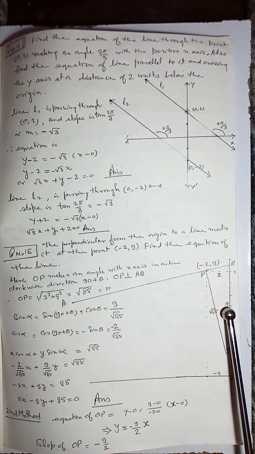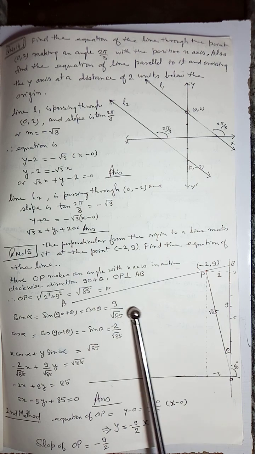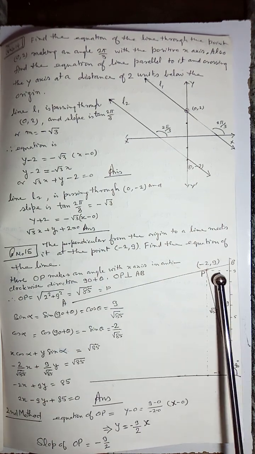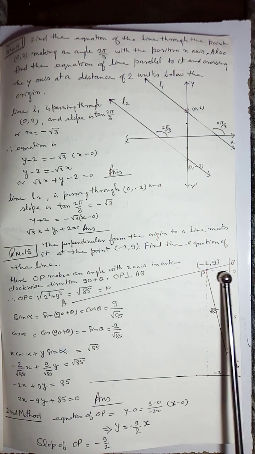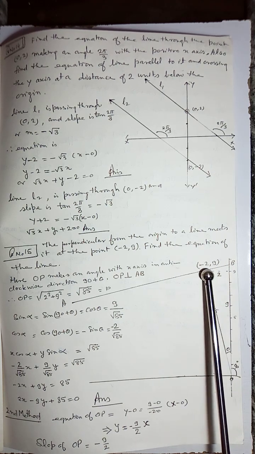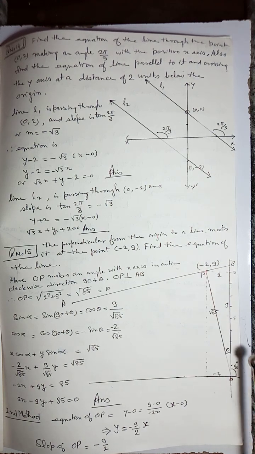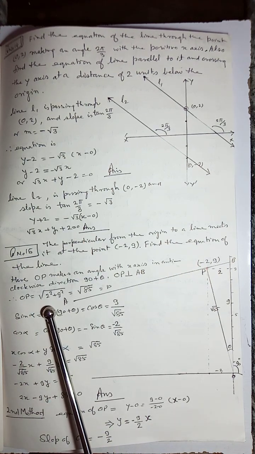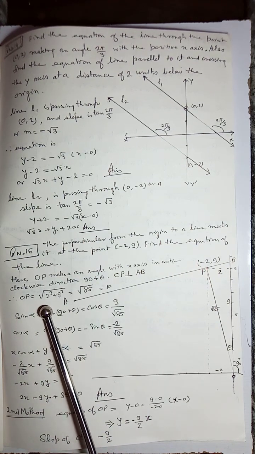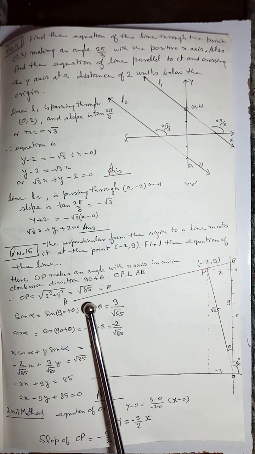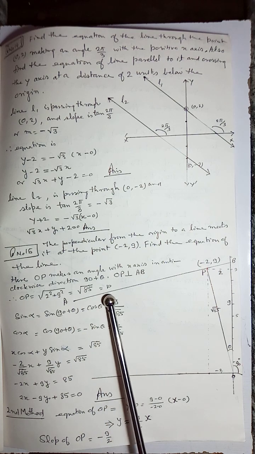So this is one of the ways in which I have done it, the second method I will describe later. So OP will be equal to, because it is (minus 2, 9), the point through which the perpendicular meets the given line, OP will be equal to root of 2 square plus 9 square, and it will be equal to root 85.